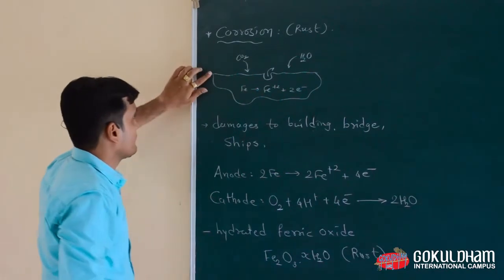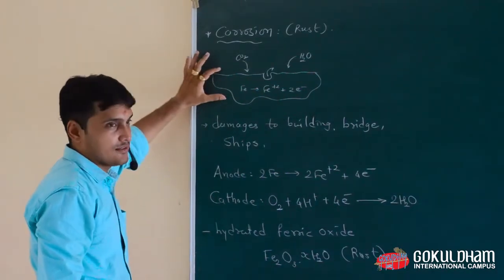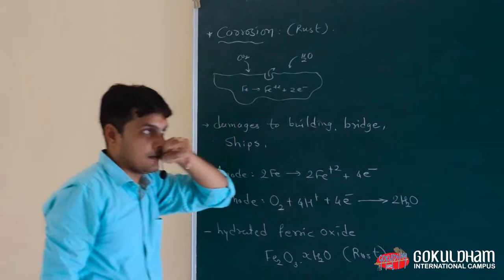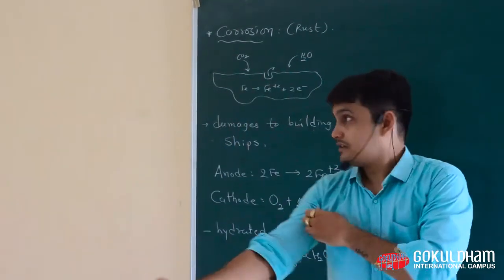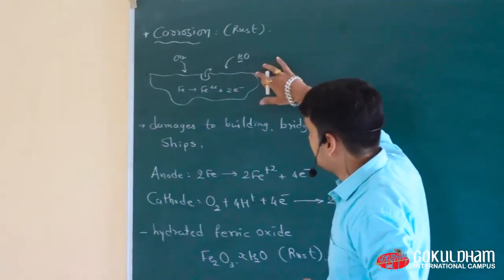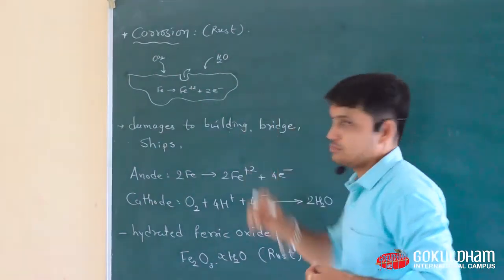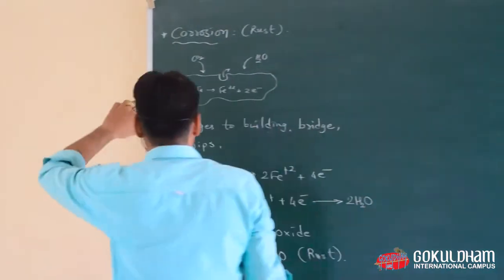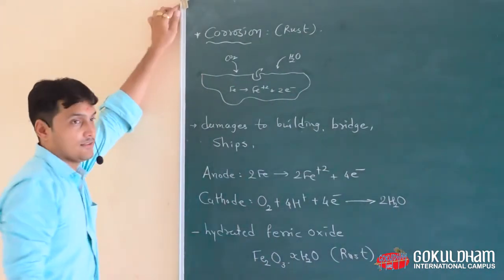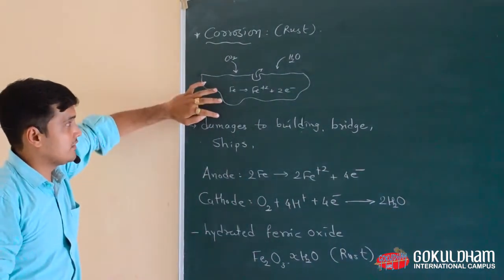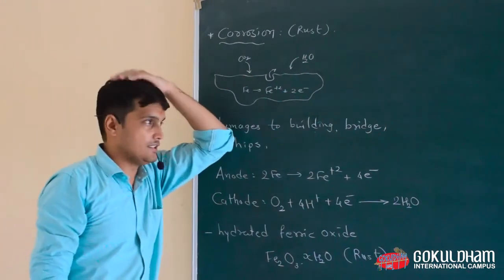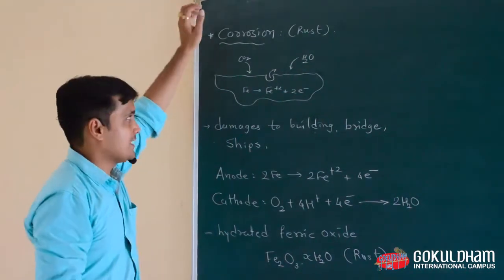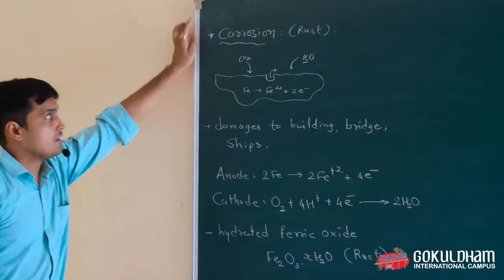In corrosion, the metal surface is covered by an oxide layer, and those oxide layers result in the formation of rust. This corrosion is very dangerous for metal surfaces, and it causes damage to buildings, bridges, ships, and many more things.